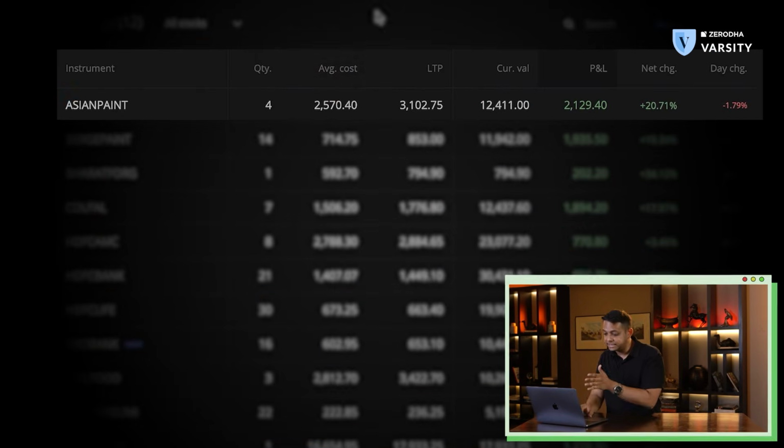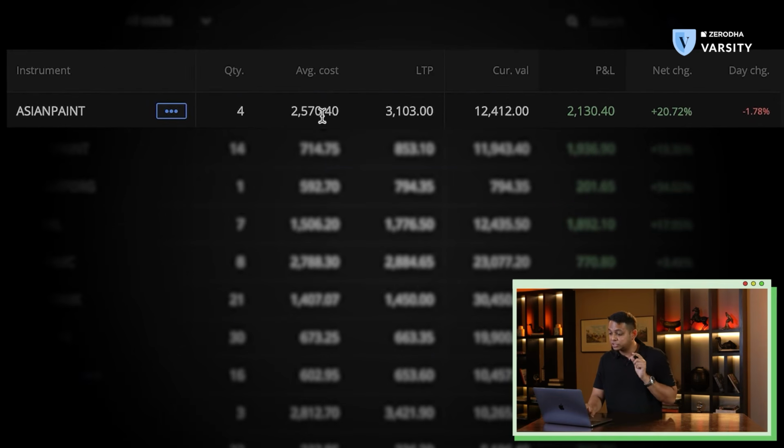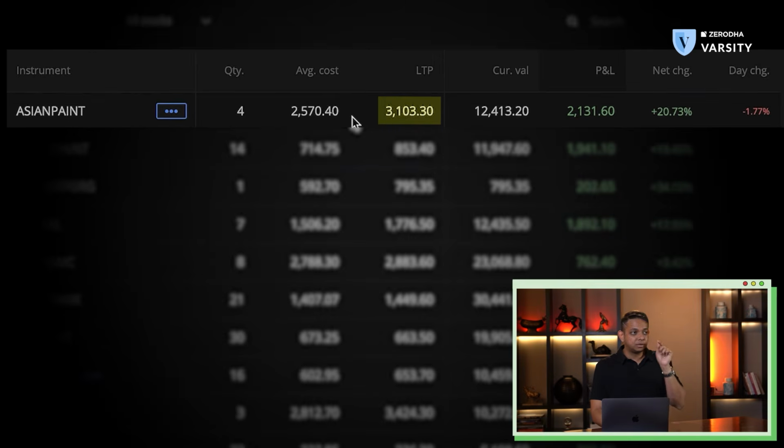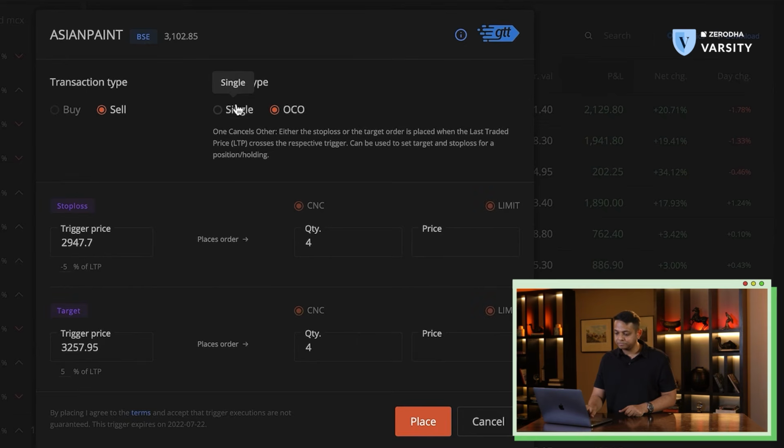Now, one question we have: we've placed stop loss orders intraday. What about placing stop loss orders for your holdings or the stocks that you hold in delivery? Well, there's a special order for that called the GTT. The GTT, or the good till triggered order, is basically an order which executes after it reaches a specified trigger price. So when I go to the holdings tab, I can see all the holdings that I have. Now let's suppose I want to place a stop loss on one of my holdings. Let's suppose it's Asian Paints, which is trading right now at 3,103. I'll click on the options over here and click on create GTT.